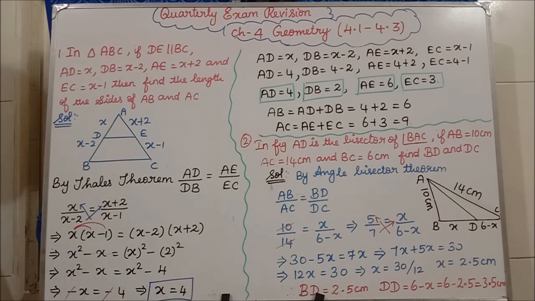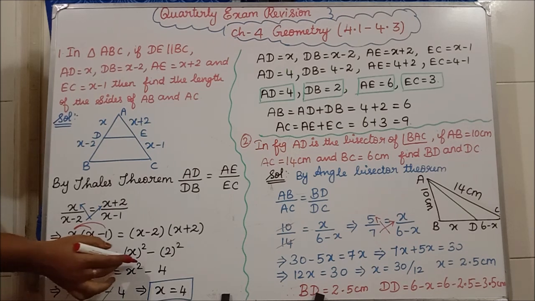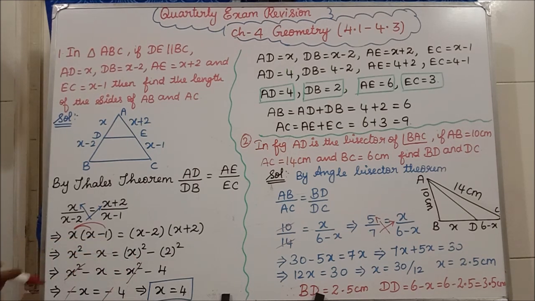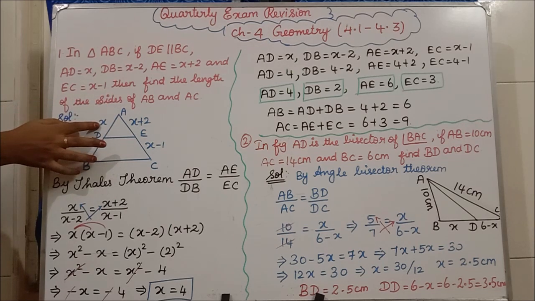How? This x square and this x square will get cancelled. Remaining is what? Minus x is equal to minus 4. Minus minus get cancelled, means x is equal to 4 we have got. Okay, now we have got x is equal to 4. Now AD value is what? x. So AD value now, x is 4.